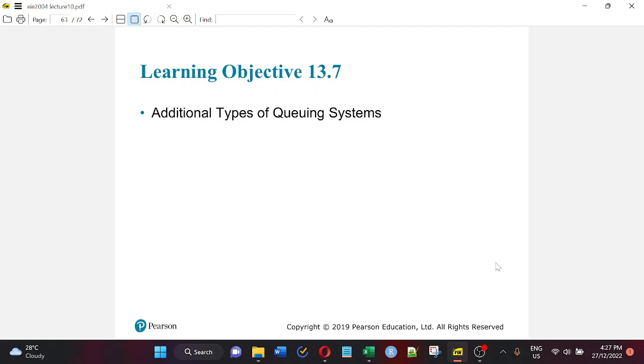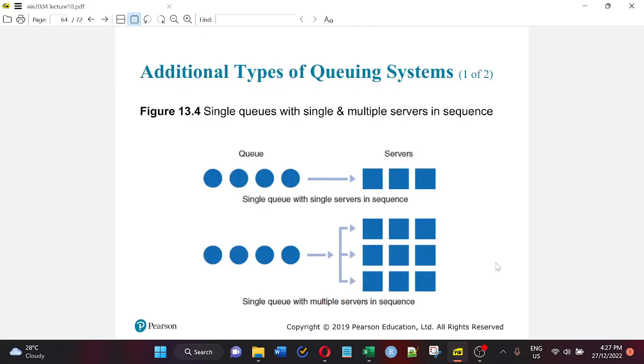The formula will be given. The formula wouldn't be thrown at you without explaining what this formula is for. So the formula will be given to you, where you know that this is the formula for multiple server, this is the formula for finite calling population, and etc. So you just have to use the formula and make sure that the calculations that you do are correct. That's all. Now let's talk about some additional types of queuing system.